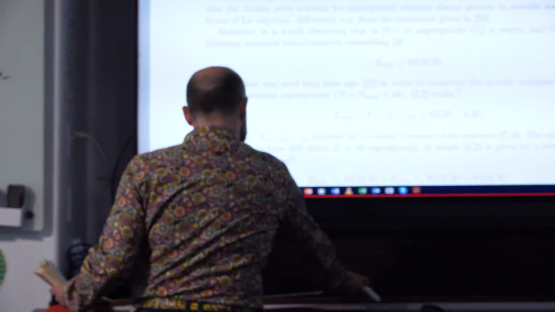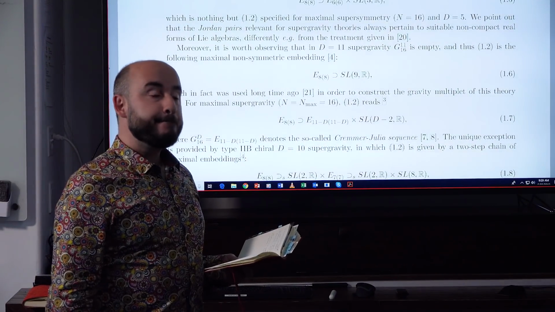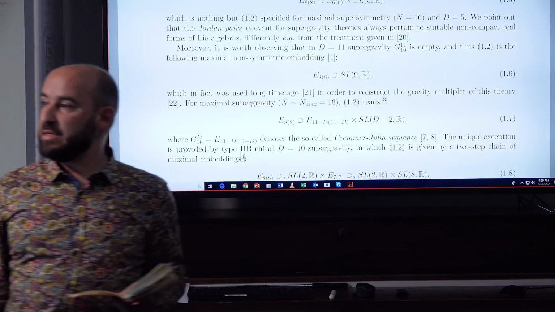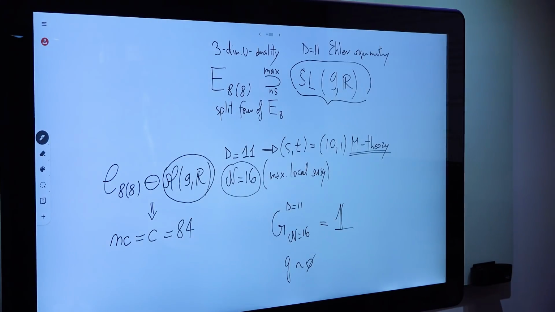About the M theory, you will say that this is the symmetry of some action that you call M theory? The symmetry of the action actually is only bosonic in this case, and this is SL(9).